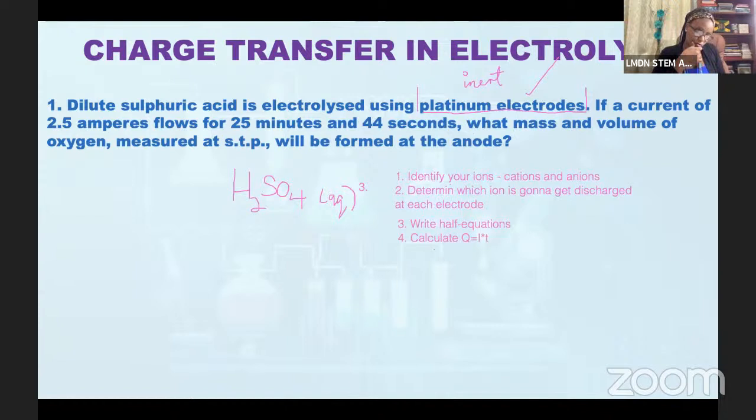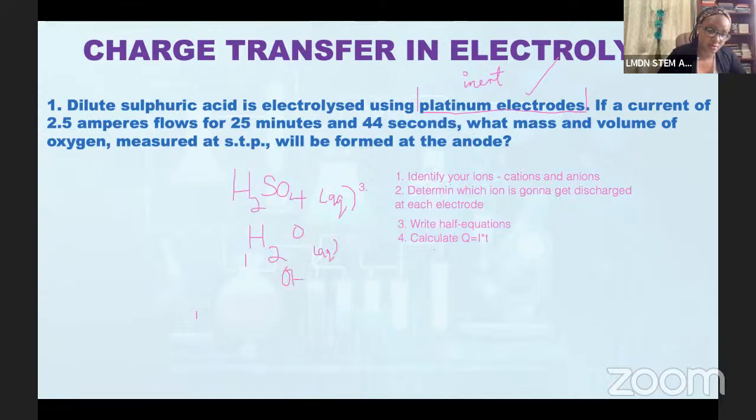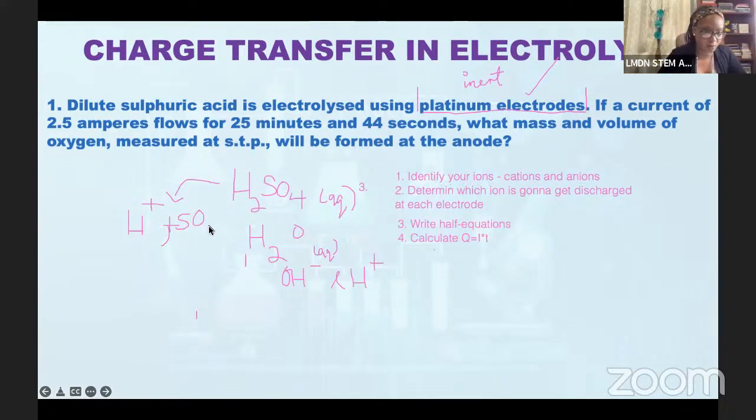OH, hydroxide, and... you're very low. I can't hear a thing that you're saying. OH minus and H plus. Okay, so I think I hear you clearly. So you're saying that from the water, you would get OH minus and H plus, right? And from the sulfuric acid, what would you get? H plus, and sulfur and oxygen. Yeah, so SO4 2 minus. And then what else?